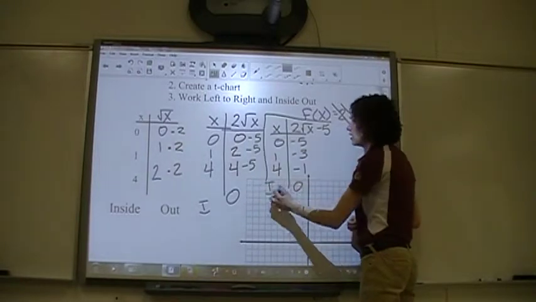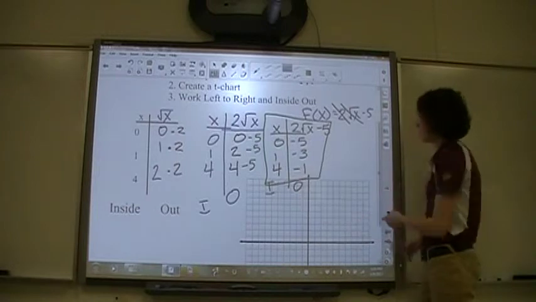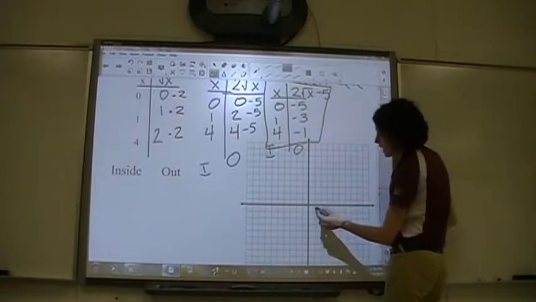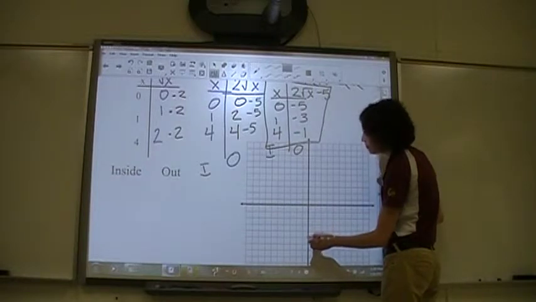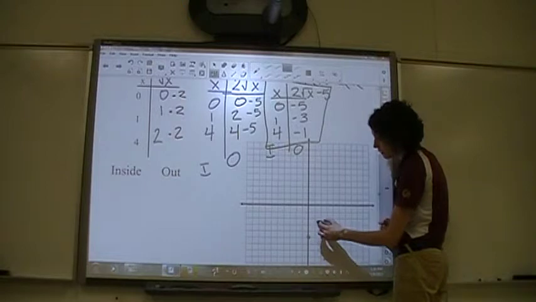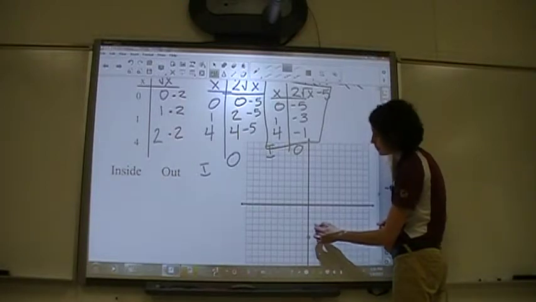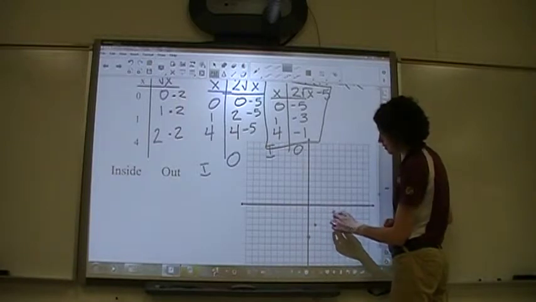So here, this is my final t-chart. These are my points. So 0, negative 5. 1, 2, 3, 4, 5. Then I have 1, negative 3. Then I have 4, negative 1. 1, 2, 3, 4, negative 1.